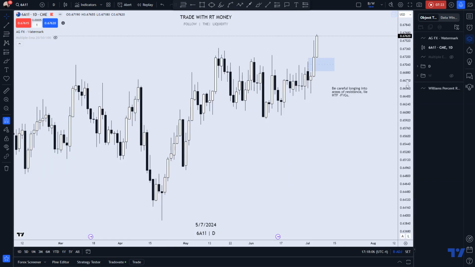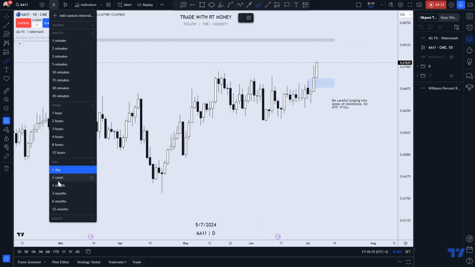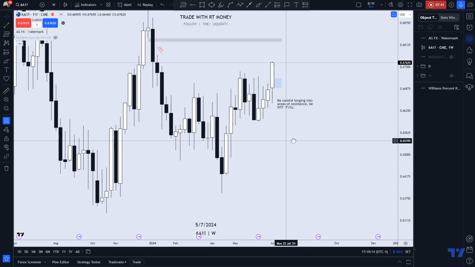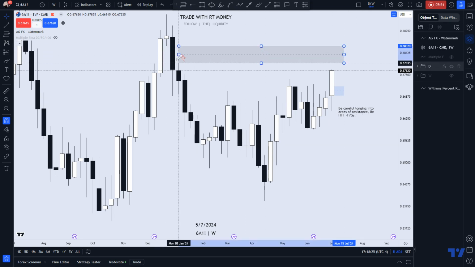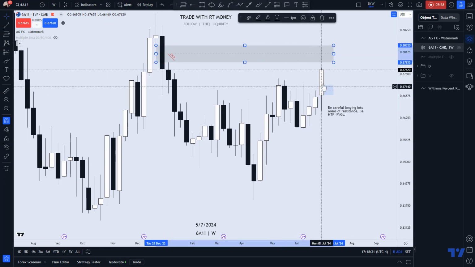Aussie dollar. Finally, it comes alive. I've been talking about the Aussie dollar. If we go to the weekly, I've been talking about this Aussie dollar for a while. Be careful longing into areas of resistance, like the high time frame FVGs. You got an FVG up here, a bearish fair value gap. It goes from here to here. This is on the weekly, and price is heading towards that as a draw on liquidity.